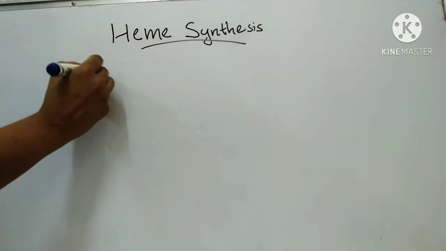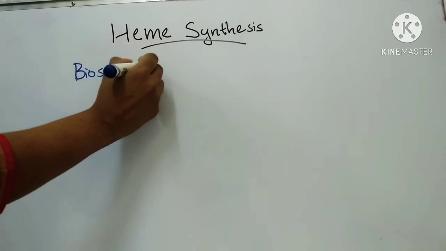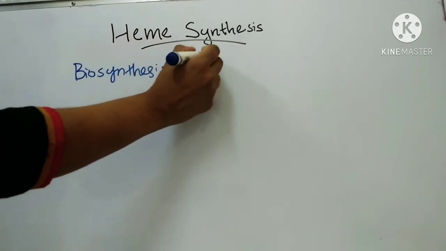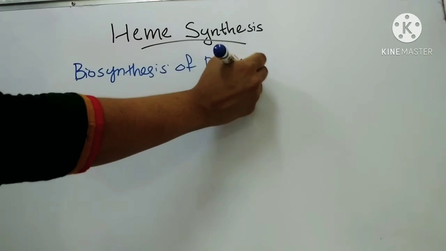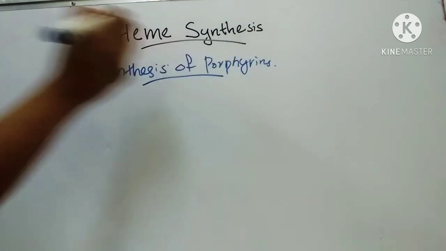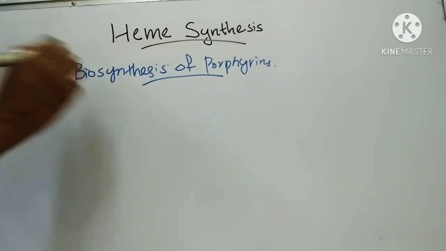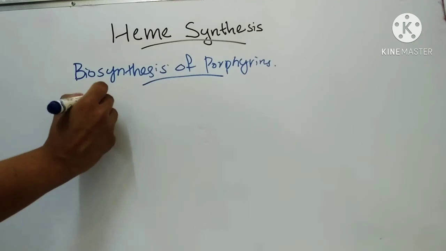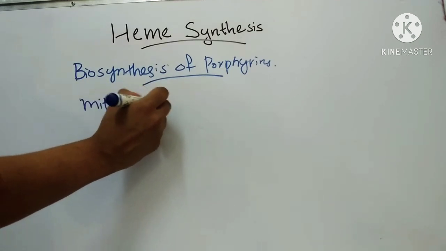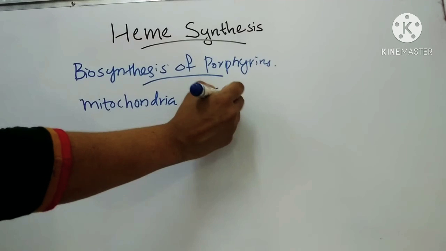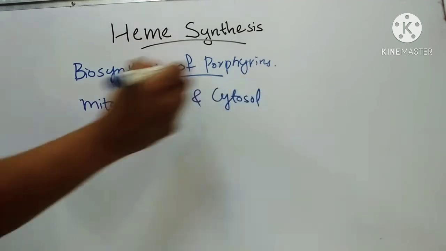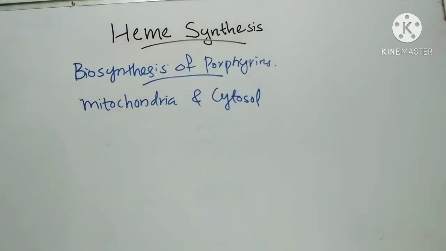Biosynthesis of porphyrins. The porphyrins are synthesized partly in the mitochondria and partly in cytosol of aerobic cells, like developing erythrocytes and hepatic cells. So let's see the stages of biosynthesis.